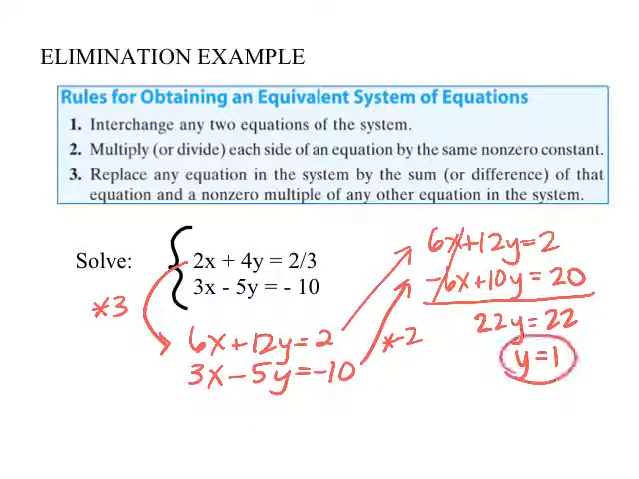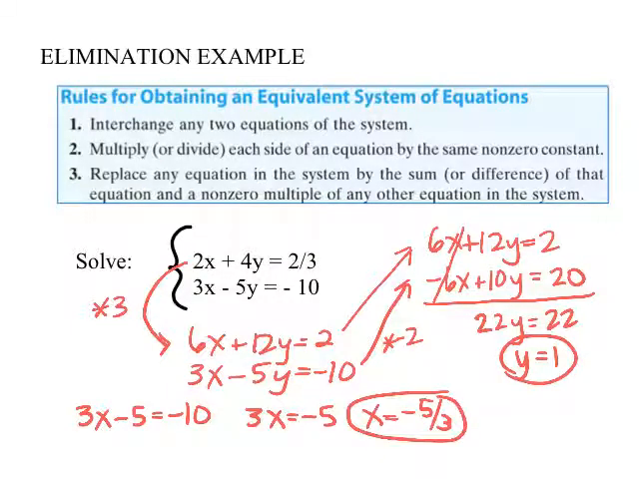So we have part of our system. Now let's plug it in and find the answer to x. So I think I'll use the second equation. 3x minus 5 equals negative 10. 3x equals negative 5. So x is negative 5/3. And there is our solution, negative 5/3, comma 1. So once again, we have a consistent independent system with one solution.